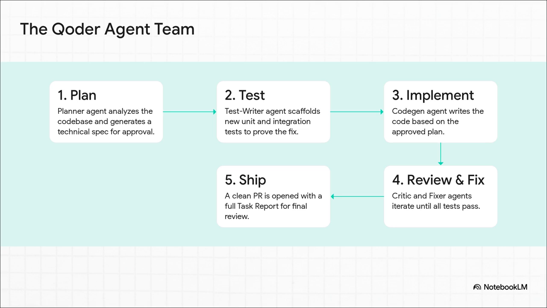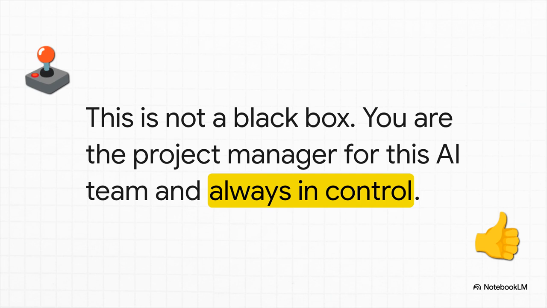Once that's done, the code gen agent writes the code based on the plan. But it doesn't stop there. The critic and fixer agents then work together, running checks, analyzing the code, and iterating over and over until all those new tests pass. Only when everything is green does it open a clean pull request ready for your final review.